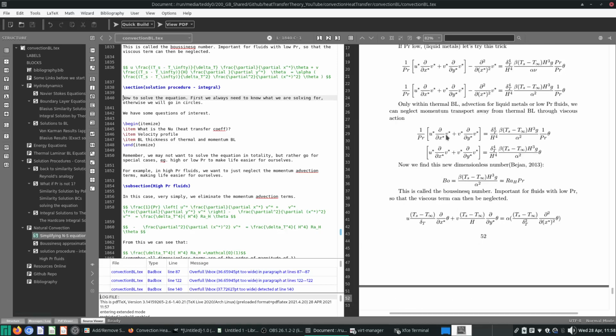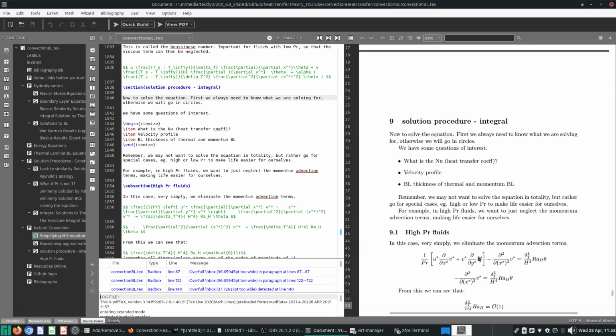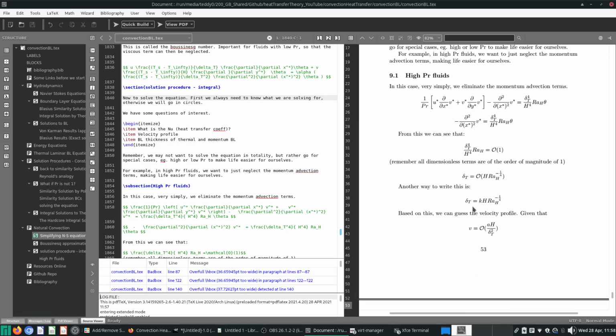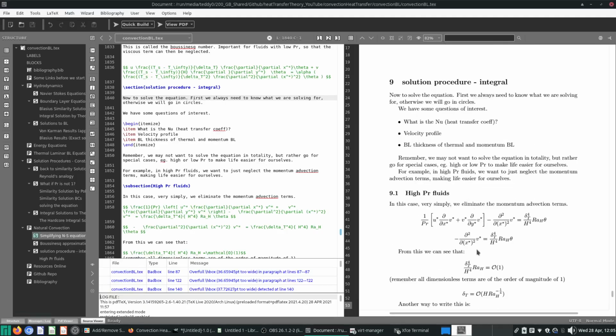We may not actually solve everything here. We may solve it for special cases, for example high Prandtl number and low Prandtl number fluids. Since low Prandtl number fluids are more of an exotic case, I will not touch them as much. I will focus more on high Prandtl number because that's more common. Liquid metal heat transfer is not as common, unless you work with very specialized cases. So we'll look at the case where we have high Prandtl number.